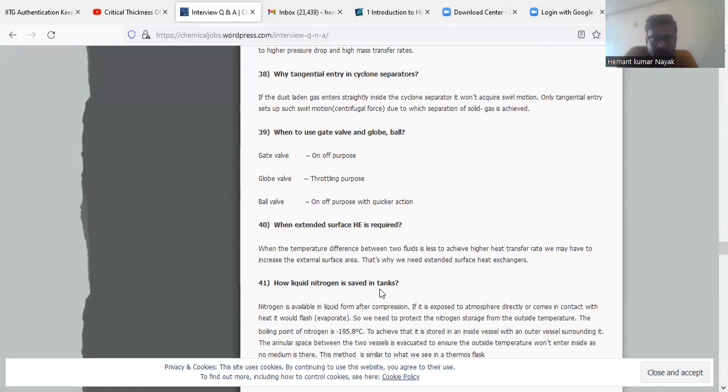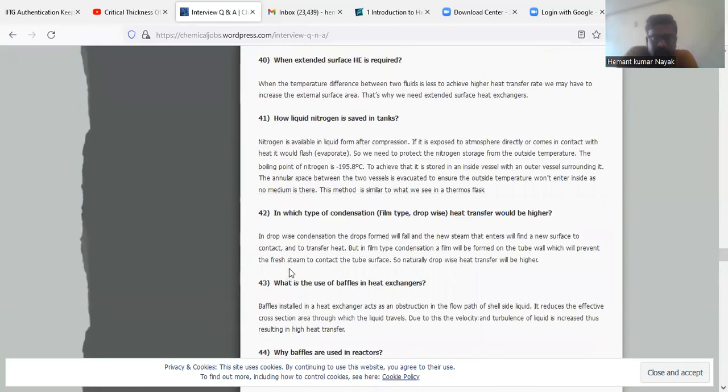How is liquid nitrogen stored in tanks? Nitrogen is available in liquid form after compression. If it is exposed to the atmosphere directly or comes in contact with heat, it will vaporize. So we need to protect the nitrogen storage from the outside temperature. The boiling point of nitrogen is minus 195.8 Celsius. To achieve that, it is stored in an inner vessel within an outer vessel surrounding it.